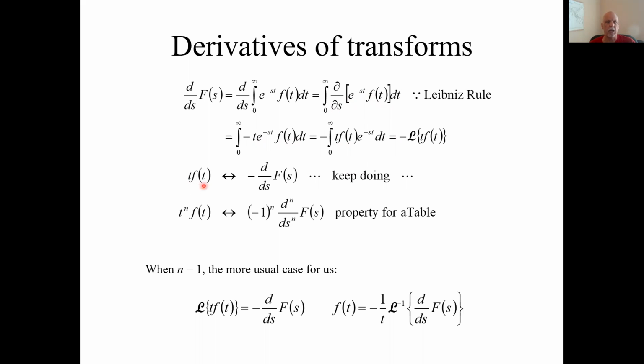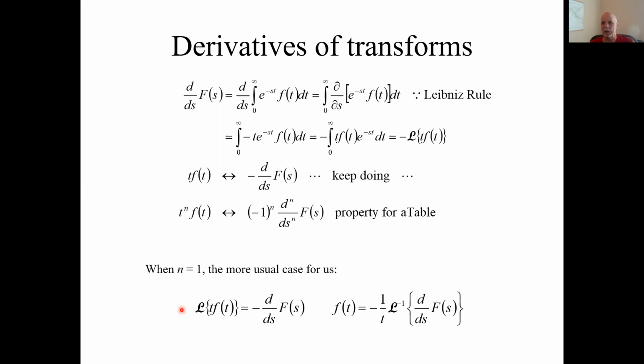If I multiply a time function by t in the time domain, in the Laplace domain, it means taking the derivative and multiplying by -1. You keep doing this, and if you multiply a function by t to an integer power in the time domain, in the Laplace domain, it's taking that many derivatives and multiplying by -1 to the n. Here's a new property we would put in a table.